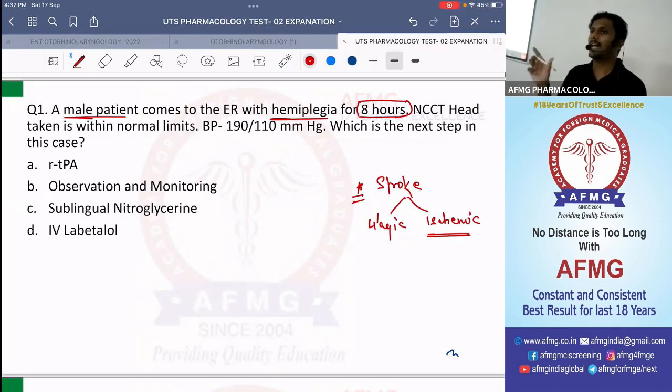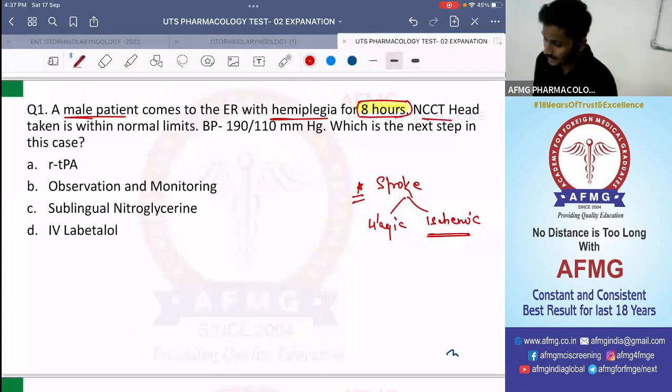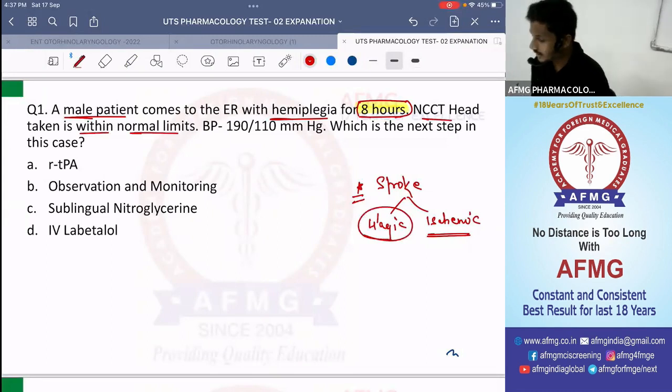Why? Because the time from the symptom onset will decide which of the following treatment should be given to the patient. So this was the keyword for you. NCCT head is taken and it appears to be within normal limits. If it was hemorrhagic stroke, I hope all of you are quite aware.